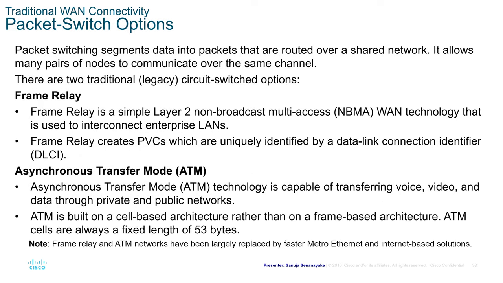Packet switch options. Packet switching segments data into packets that are routed over a shared network. That is one of the key features of packet switching, as I mentioned before. It segments data into packets that can then be routed over a shared network. It allows many pairs of nodes to communicate over the same channel. There are two traditional, also known as legacy, switch options. They include frame relay and ATM.